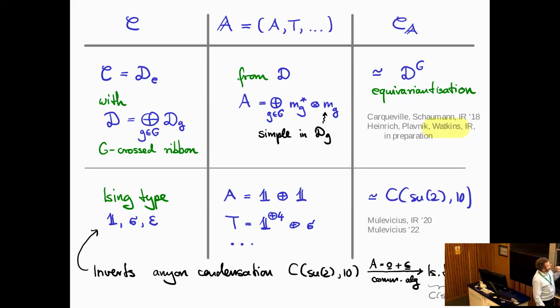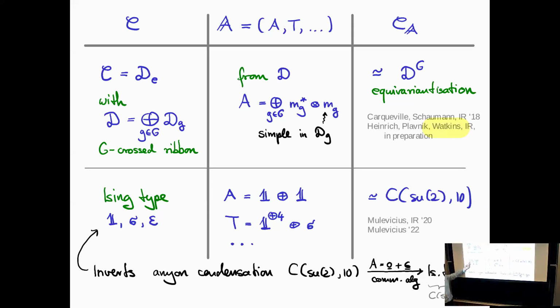Okay, one more example, sort of more exotic. So you start with an Ising type category, which has three simples, 1, sigma, epsilon. And as an algebra, you just take two copies of the unit. And as T, you take some strange thing, and then there's some complicated way to do the rest of the data. And it solves all the conditions to be an orbifold datum. And if you compute the category of line defects, then you get SU(2) level 10. So that's pretty. And what that does is it inverts the anyon condensation.